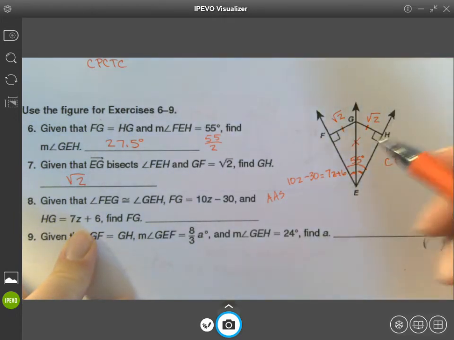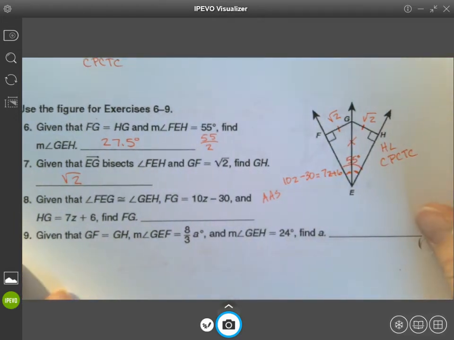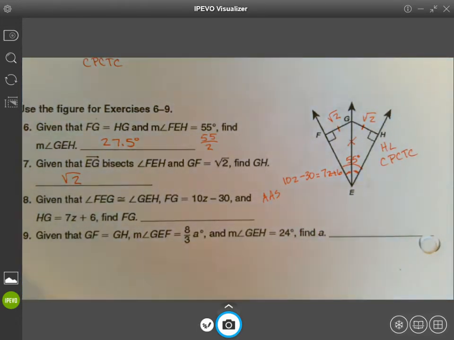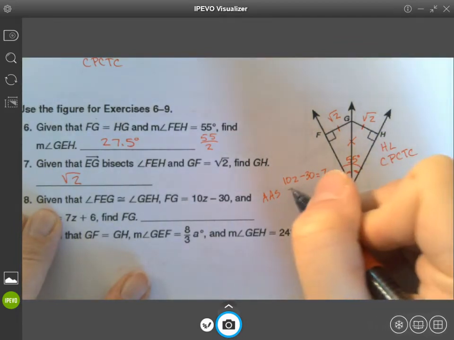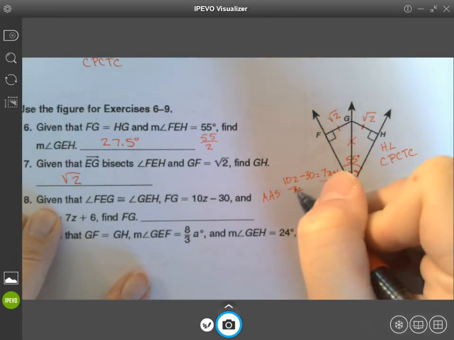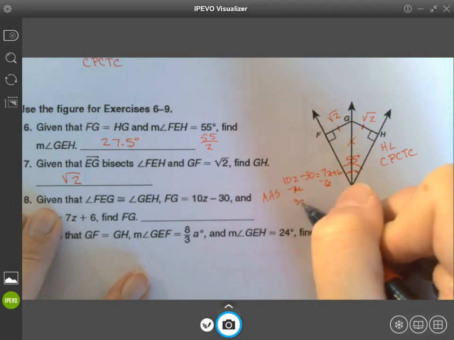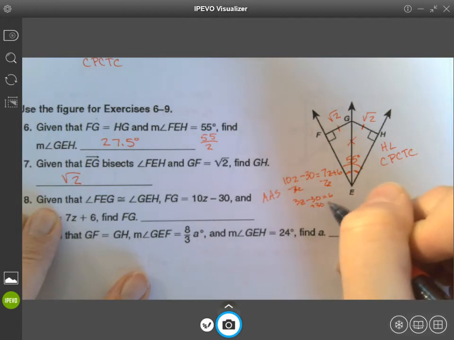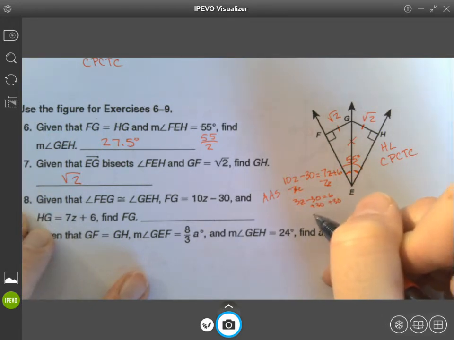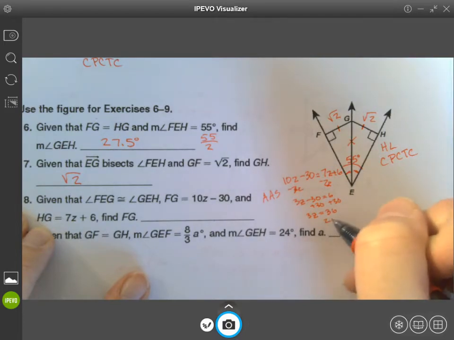Okay, so go ahead, take a minute and solve that. We'll just finish this problem together. So take a minute and solve it. All right, let's see if we agree. I'm going to subtract the 7z. Oh, I'm really struggling, guys. All right, so 3z minus 30 equals 6. I'm going to add 30. And 3z equals 36. So I'm going to say z is 12.